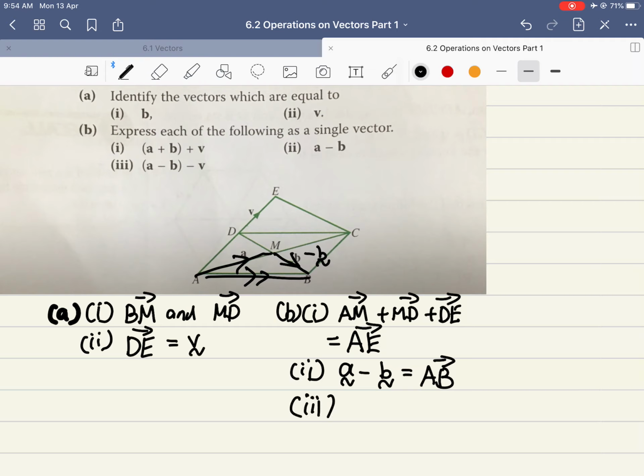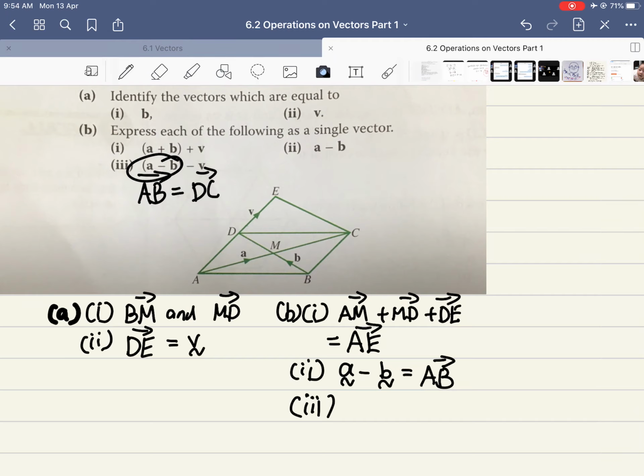For part 3, what they need from us is this. Let me just erase everything. A minus B minus V. If you notice, A minus B itself is equal to the vector AB. And are there any other vectors that are equal to AB? That's right, AB is equal to the vector DC. So what we have is DC, then minus V. Minus V in this case will be going downwards.